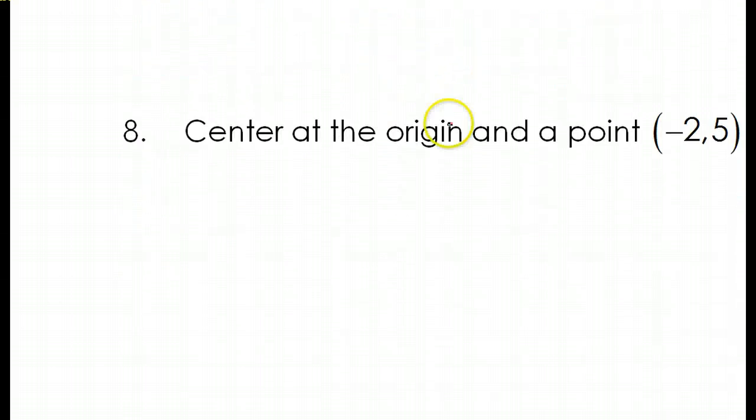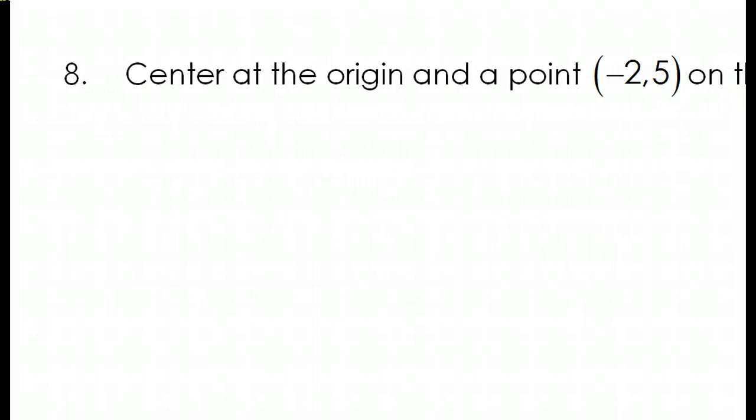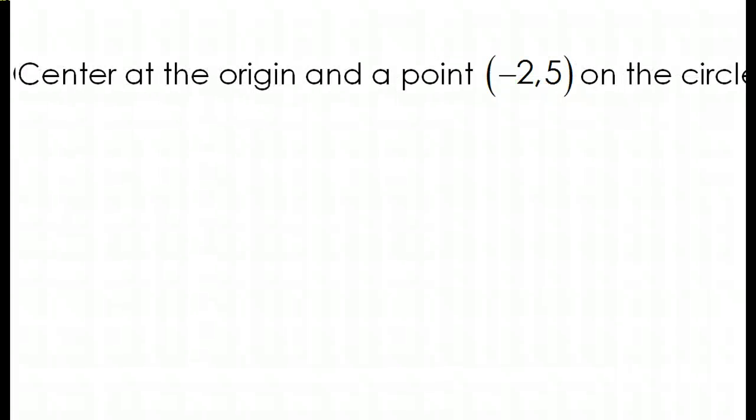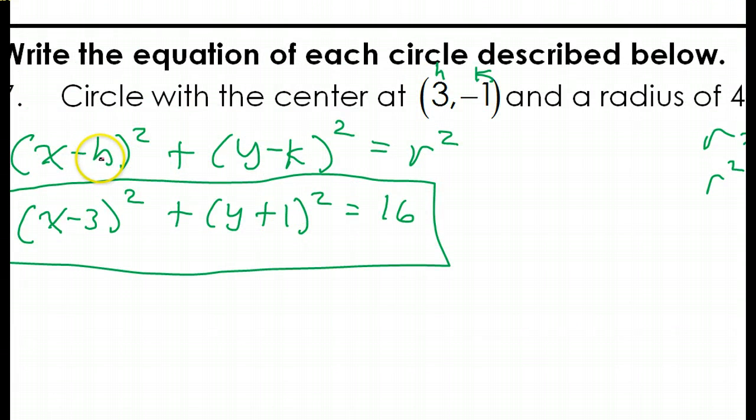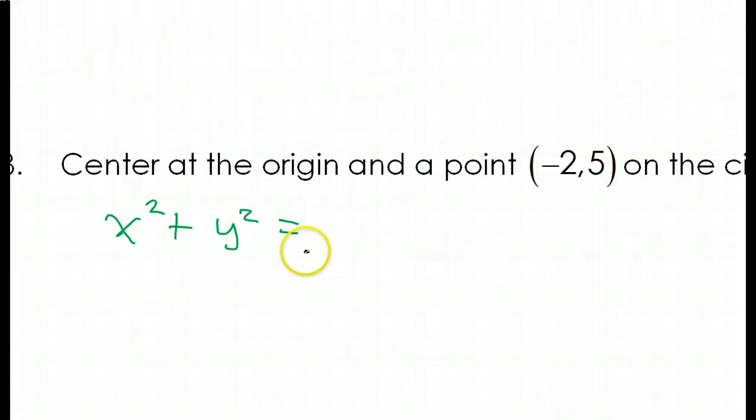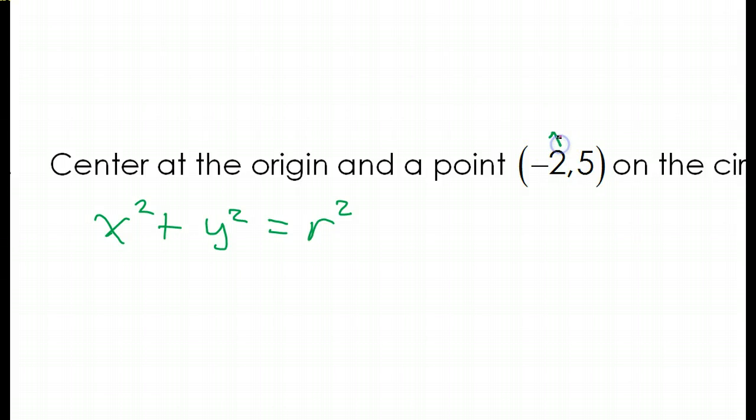Okay, number 8. The center is at the origin, and we have this point on the circle. If the center is at the origin, then that makes it just x squared plus y squared, because if I put in 0 for h and 0 for k, then it's just y squared and x squared. We don't know the radius yet, so so far we have this. But we do have a point on the circle, so that makes this an x and a y. So I'm going to plug those in.